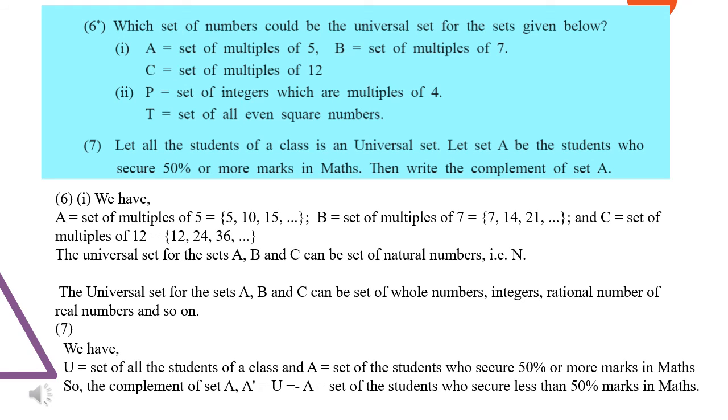Let us start with questions 6 and 7. Sixth question, I'll read it for you. Which set of numbers could be the universal set for the sets given below? First one I've solved for you. Second one you're supposed to solve on your own. A is equal to the set of multiples of 5. So look at the solution. Set of multiples of 5 means 5, 10, 15 and it goes on. Then B, set of multiples of 7. So 7, 14, 21 and it goes on. And C, set of multiples of 12. So 12, 24, 36 and it goes on.